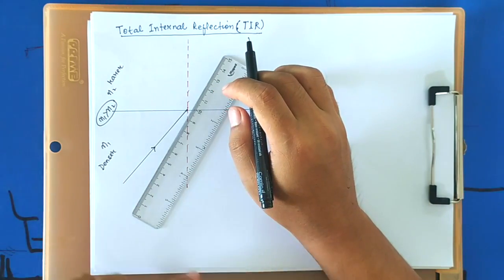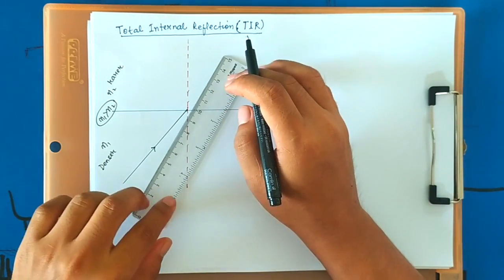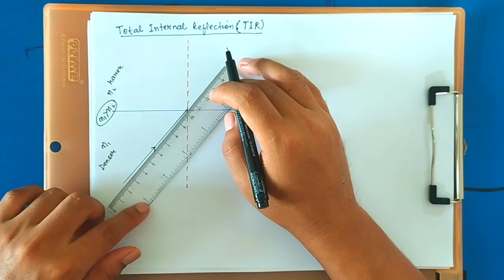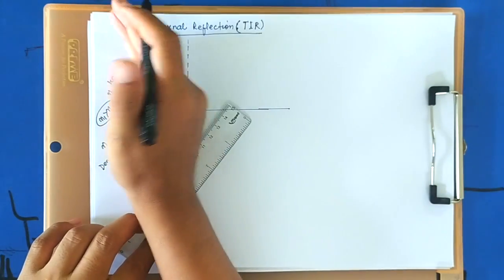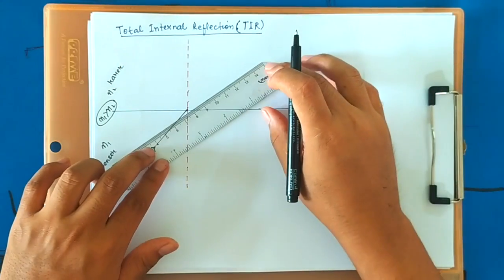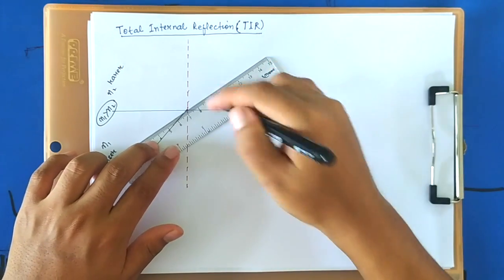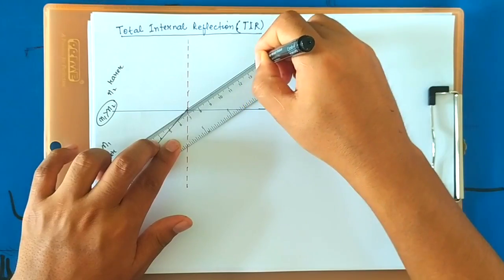Denser to rarer: here too, it bends away from the normal. It bends out. Bending of light, refraction of light.